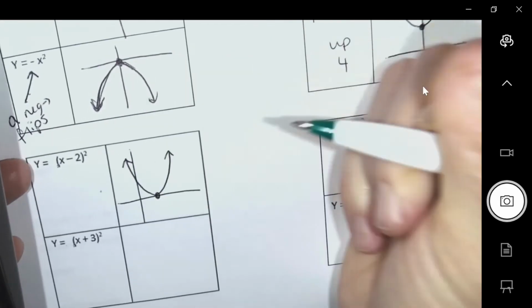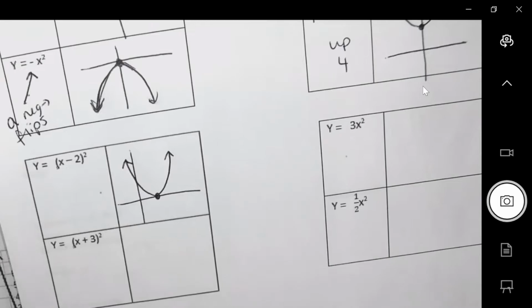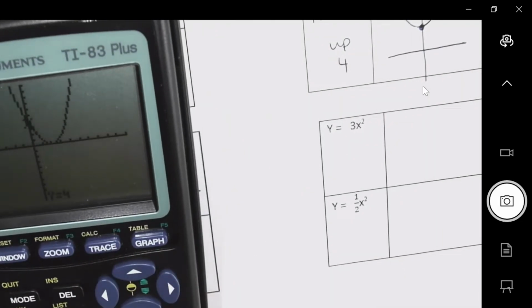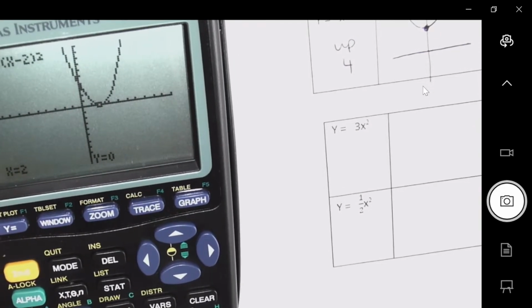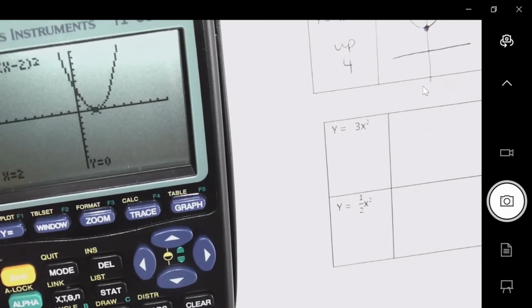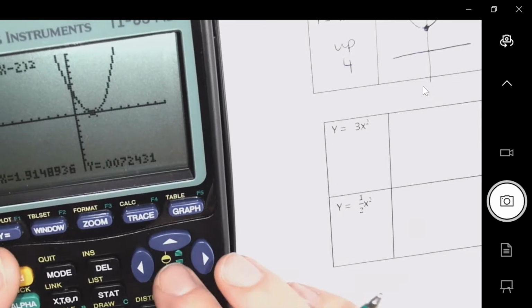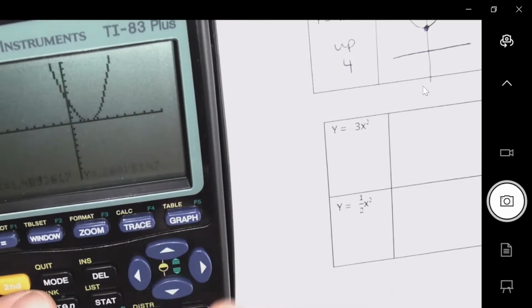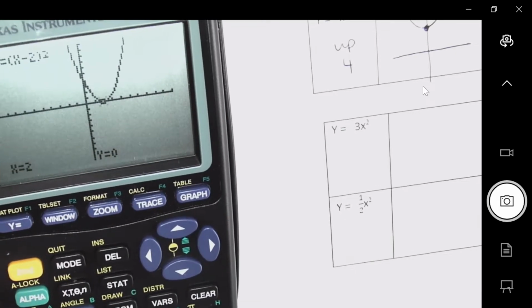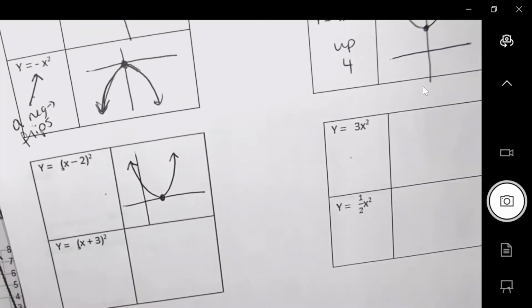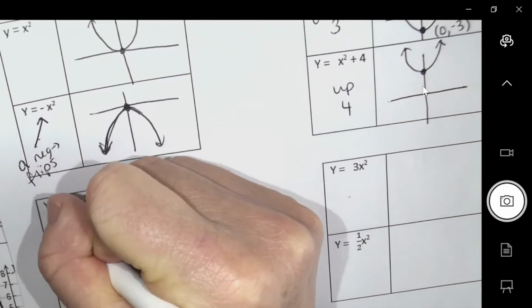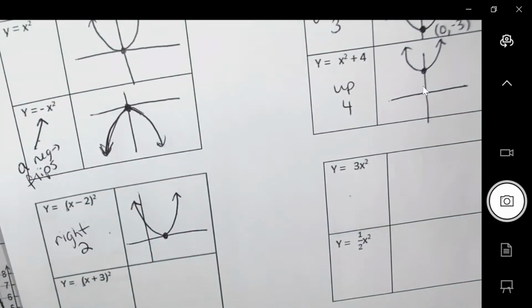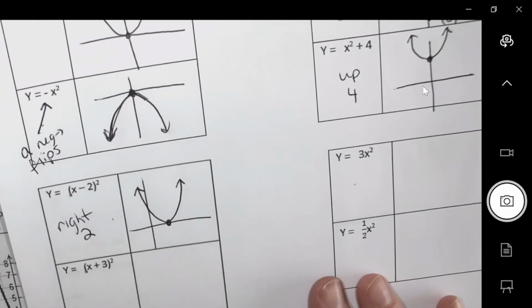Any predictions on what that coordinate might be? Where did it move? Should we go trace? My prediction is that it's at 2. So I'm going to go 2. Yeah. There's that point. 2, 0. Okay. So 2, 0 is that point. Okay, so what happened to this in a physical sense? Right, there's my original, and now I'm over here, so I moved right 2.